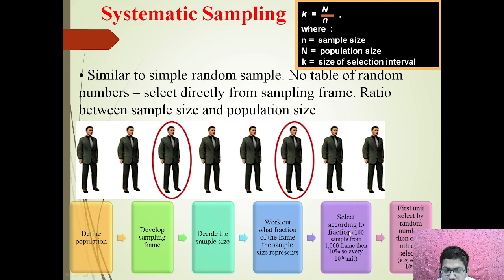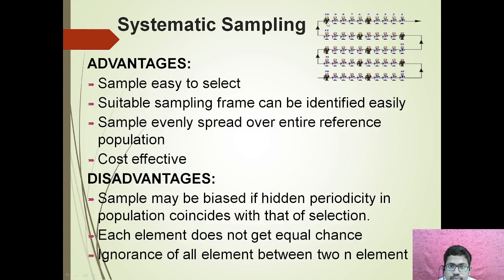Select according to the fraction. For a sample of 100 from a frame of 1000, that is 10%, so every 10th unit is selected. The first unit is selected by random numbers, then every nth unit, every 10th. That is, if you select 17, then 27, 37, 47, like that. Let us see that example in the next slide. The formula: K is the size of the selection interval, which is equal to population size divided by sample size.